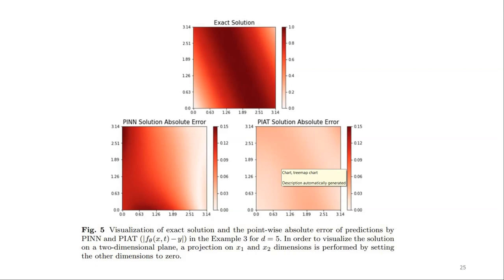Oh, sorry, for this figure, in the caption you said D is 5. Then what's the x-axis? What's the y-axis? Is it the first and the second dimension? We consider the other dimensions to be fixed, and the two dimensions are changed. Okay, got it. Yes. Okay.